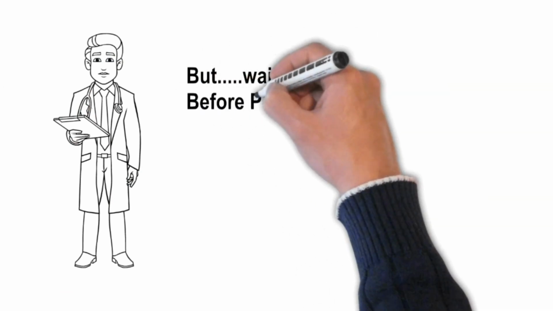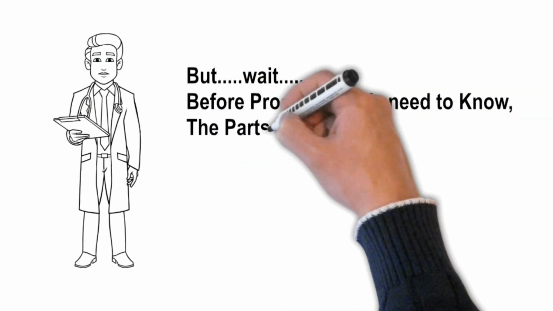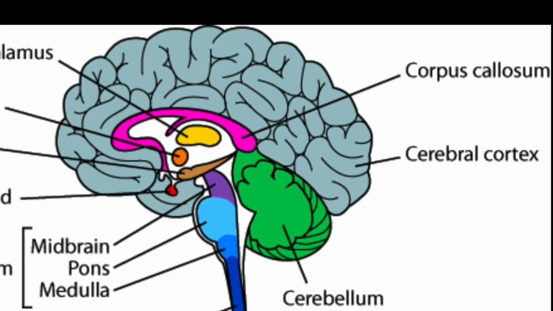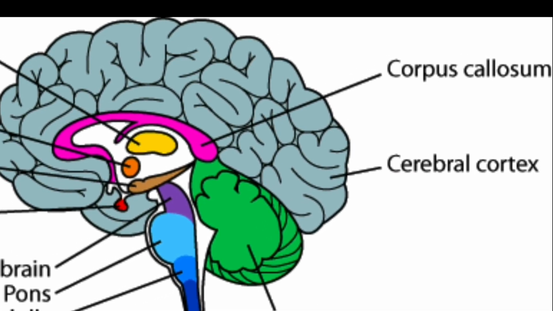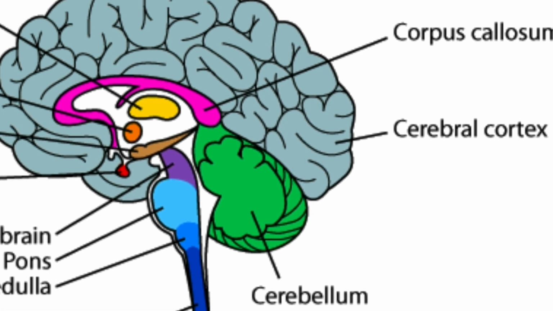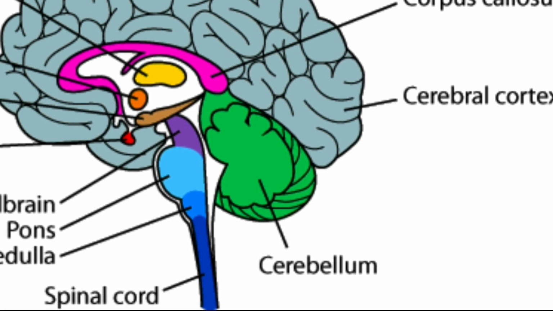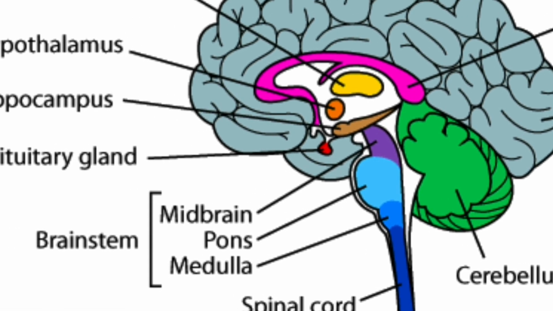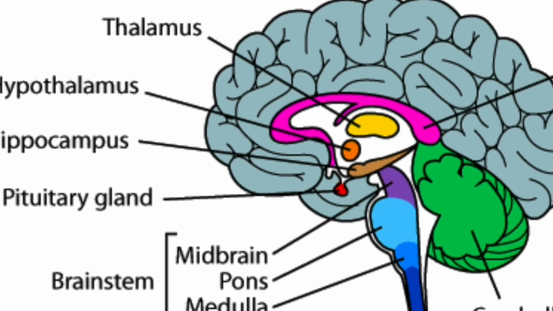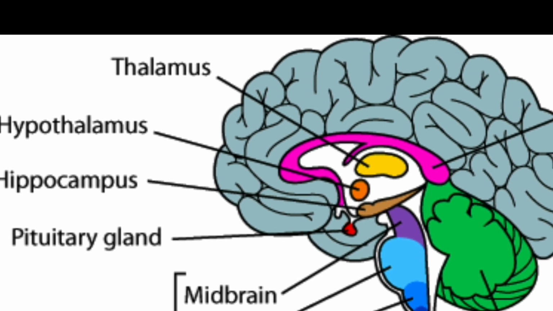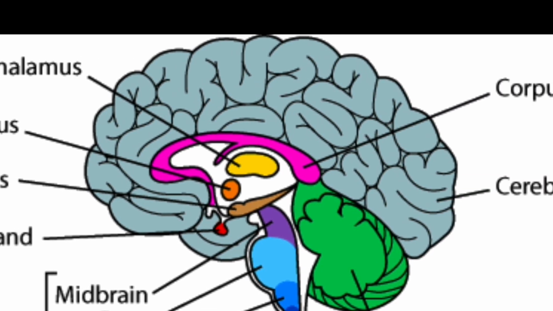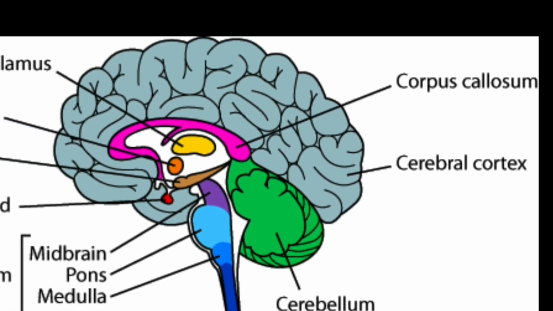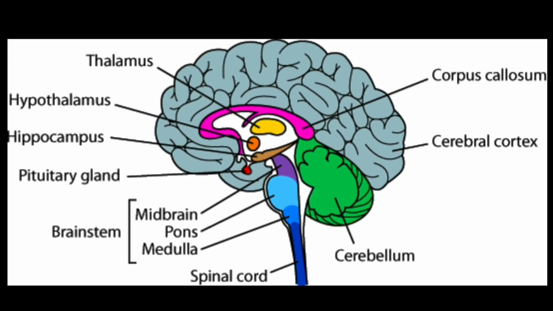But wait, before proceeding, we need to know parts of the brain. As you can see, this is the cerebral cortex, the bigger one. The green one is cerebellum. Now we are moving to parts of the brainstem, which are midbrain, pons and medulla below its spinal cord, pituitary gland, hippocampus, hypothalamus, thalamus, and the band is corpus callosum. So these are all the parts of the brain.